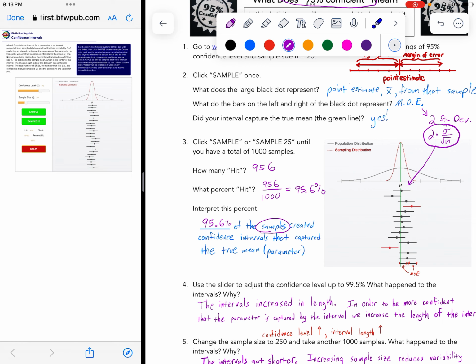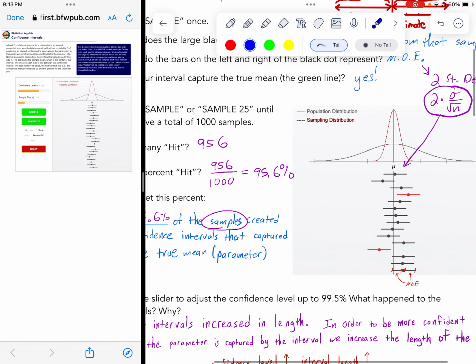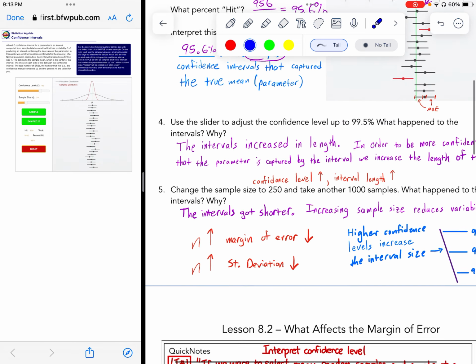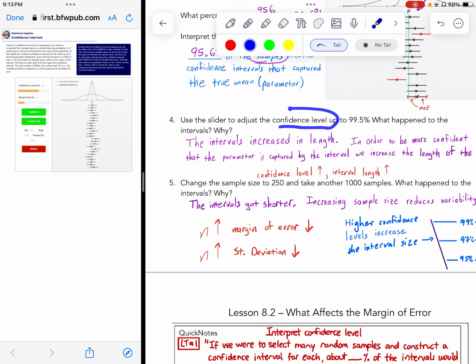If you want to be more confident, if you want this percentage to be higher, right? You want it to be like 99. Well, the only way that's going to happen is if your intervals get a little bit wider. Like this red one right here was pretty close. But if I were to lengthen this and this, the margin of error, it would catch. And the way to lengthen that is to increase the percentage to 99, perhaps. All right, now we're going to just play around with this slider. Let's adjust the confidence level up to 99, 99 and a half, and what happens to the intervals.